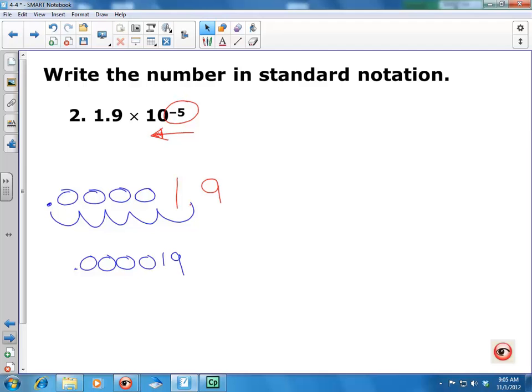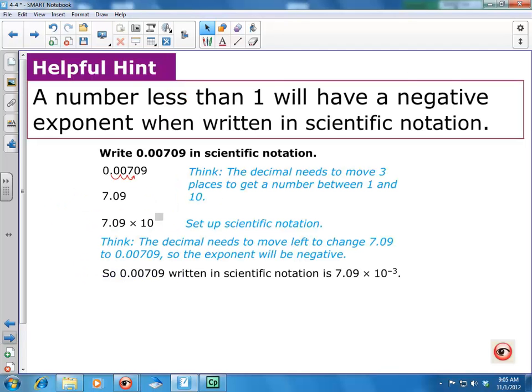No? All right, then let's talk about how to write a number from scientific notation to a regular number, to standard form. So let's take a look at this. It says a number less than 1 will have a negative exponent when written in scientific notation. And remember, we just talked about that: anytime we have a negative exponent, our number's going to be really, really, really small. It's going to be bigger than 0, but it's going to be smaller than 1.